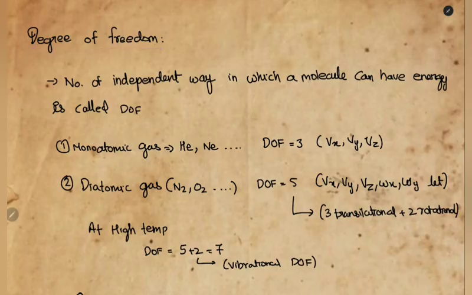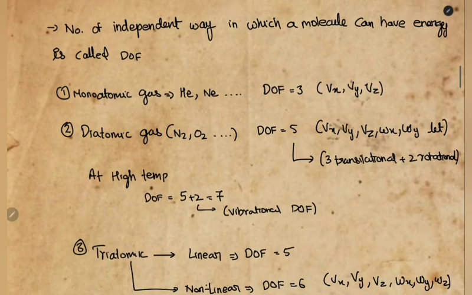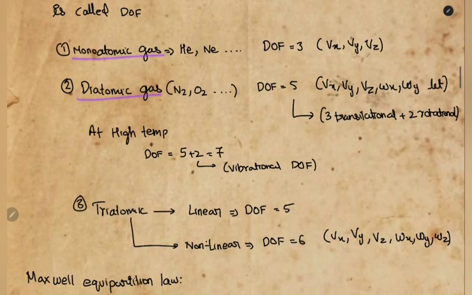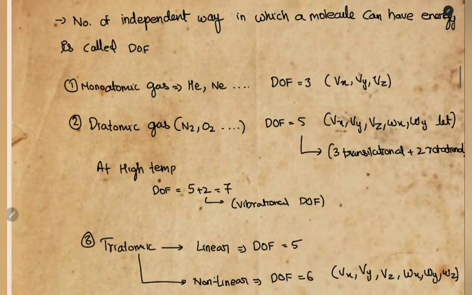And then we'll be seeing something called degree of freedom. The number of independent ways the molecule can have energy is called degree of freedom. From this, we'll go a little faster because I hope you guys know about this. There are different types of gases: monoatomic gas, diatomic gas, and triatomic gas. Monoatomic gas, for example helium, neon, will have degree of freedom which is 3.